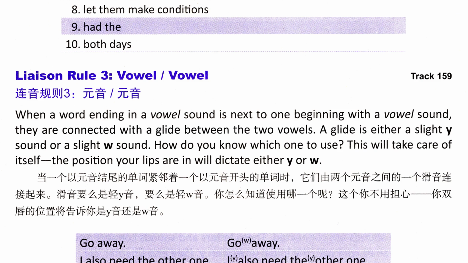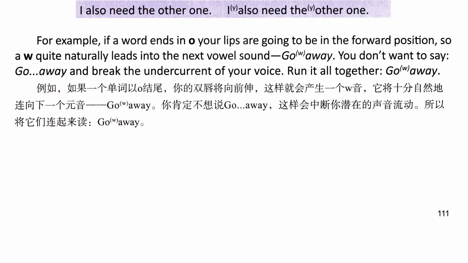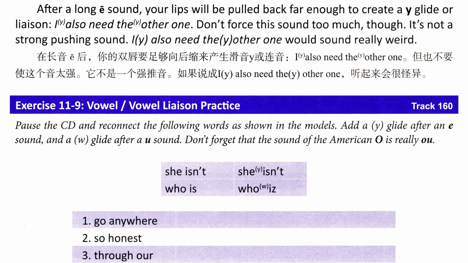Go away. I also need the other one. For example, if a word ends in O, your lips are going to be in the forward position, so a W quite naturally leads into the next vowel sound, go away. You don't want to say go, away and break the undercurrent of your voice. Run it all together, go away. After a long E sound, your lips will be pulled back far enough to create a Y glide or liaison.